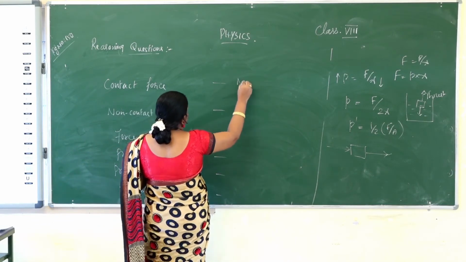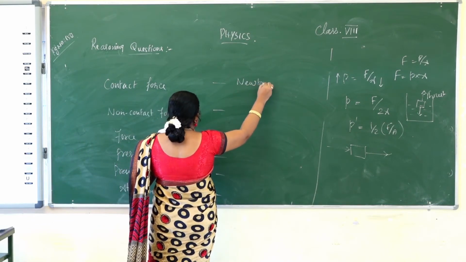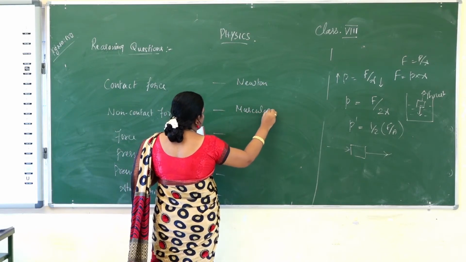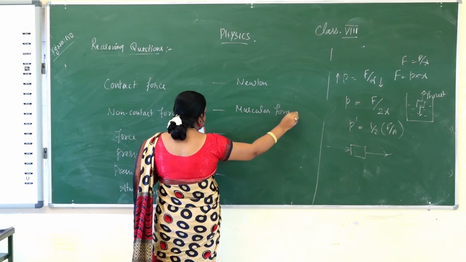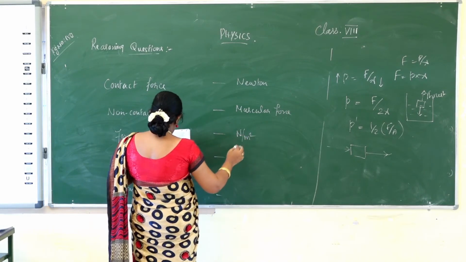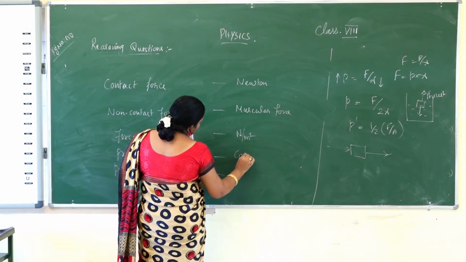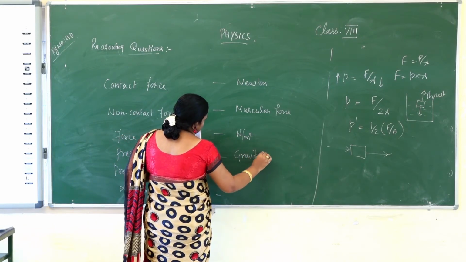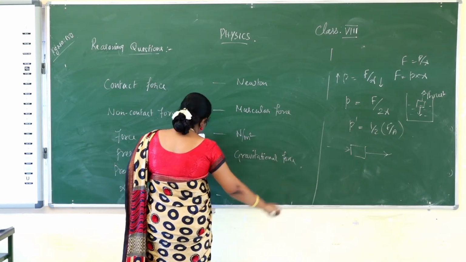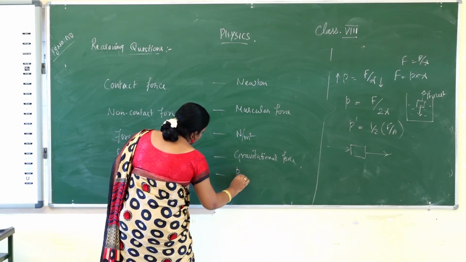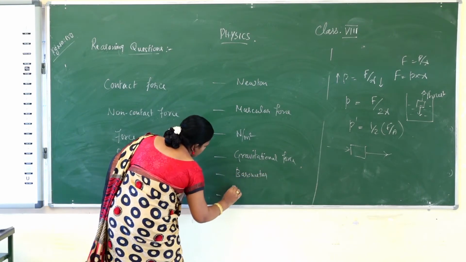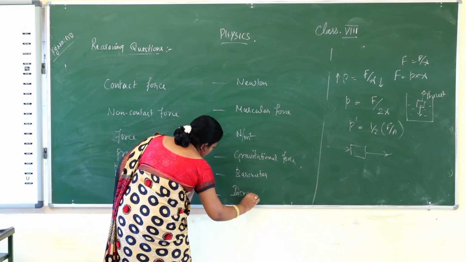And on the right hand side, first one is Newton, second one is muscular force, third one Newton per meter square, and fourth one gravitational force, barometer, and increases with depth.